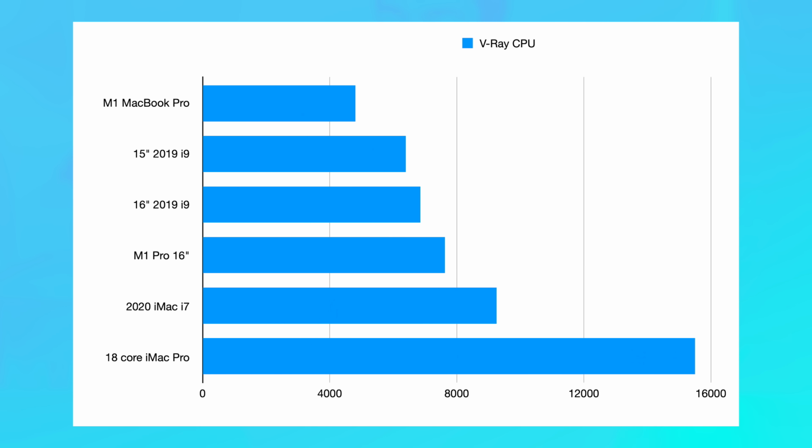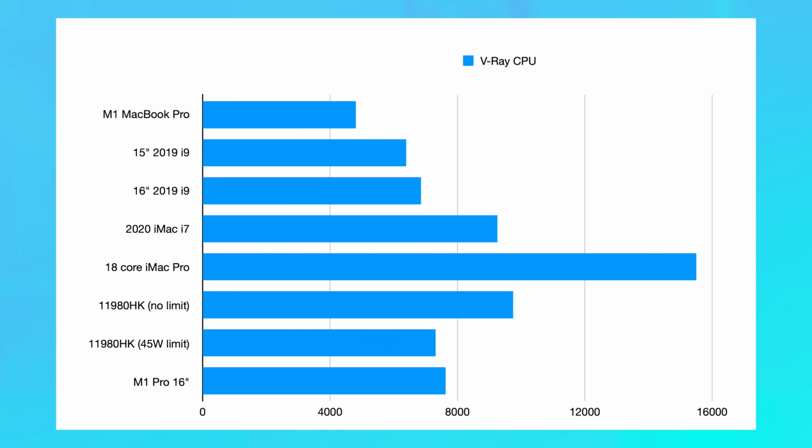Now, another test that I ran to see how this thing performs when it's being hampered by lack of optimization was the V-Ray CPU benchmark. This is something that really isn't meant to be run on Apple Silicon, but the results were definitely surprising. So we scored 7,627, which was pretty noticeably higher than the old 16-inch MacBook Pro, and really is not that far behind my iMac with a Core i7-10700K.